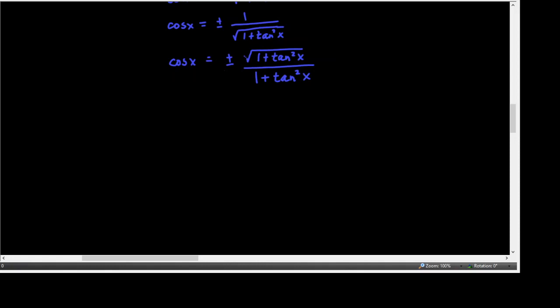Okay, so write tangent of theta plus cotangent of theta in terms of sine and cosine. Okay, so tangent of theta is sine of theta over cosine of theta using the quotient identity, plus cotangent of theta is cosine theta over sine of theta.